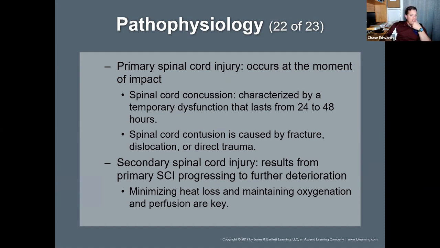A secondary spinal cord injury is going to result from the primary spinal cord injury progressing to further deterioration. Effects can be exacerbated by exposing neural elements to further hypoxemia, hypoglycemia, and hypothermia. So you should try to minimize further injury through stabilization, neutral alignment, and spinal immobilization. Remember, we talked about that many, many moons ago about immobilizing a patient. That's where you have to fill the voids and everything. And if you minimize heat loss and maintain oxygenation and perfusion, that's going to be the key to making things work.